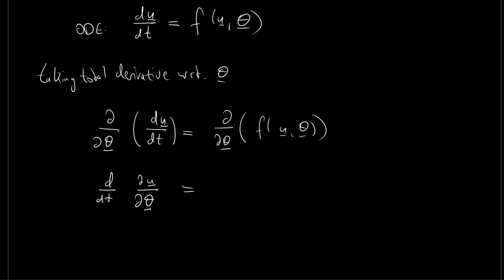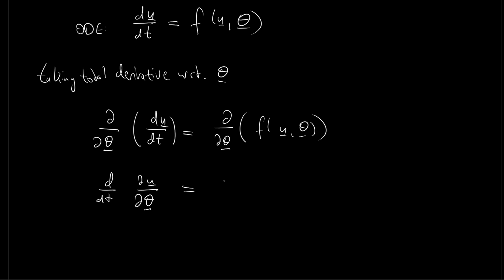F has both an explicit and an implicit dependency on theta. The explicit dependency is obvious, and the implicit dependency is for u, because the u value in this ODE, thinking about this on an infinitesimally small time scale, depends on theta, because theta effectively affects the trajectory of your solution to the ODE.